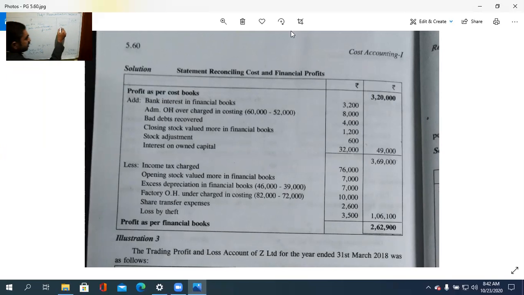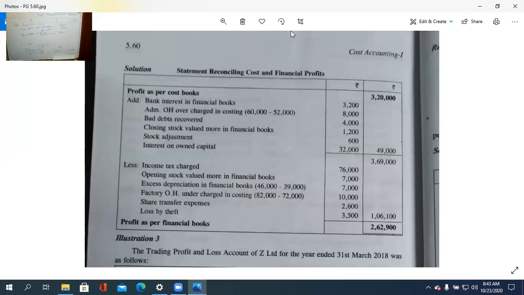How much is it? 7,000. Then excess depreciation in financial books. So 46,000 minus 39,000, so it is 7,000.